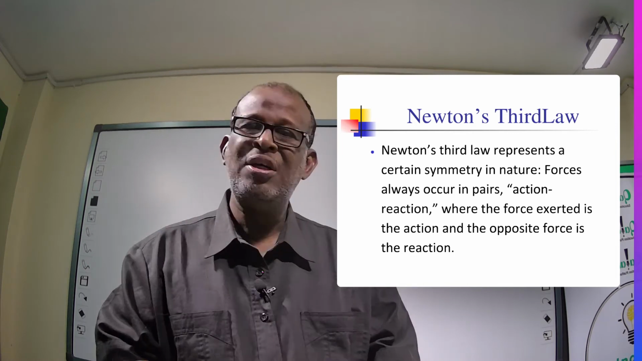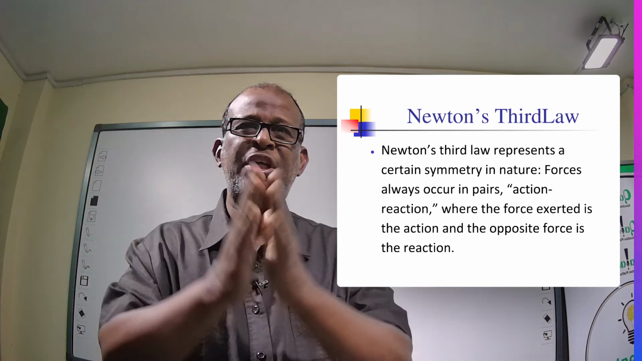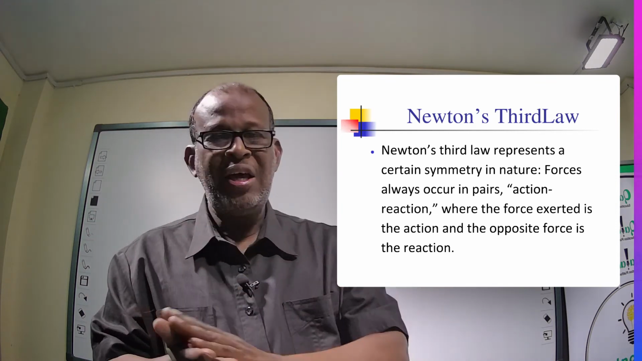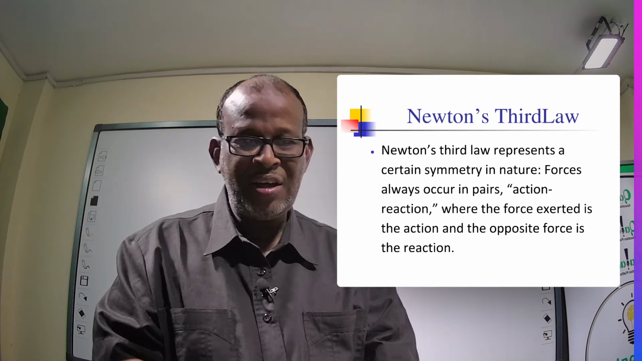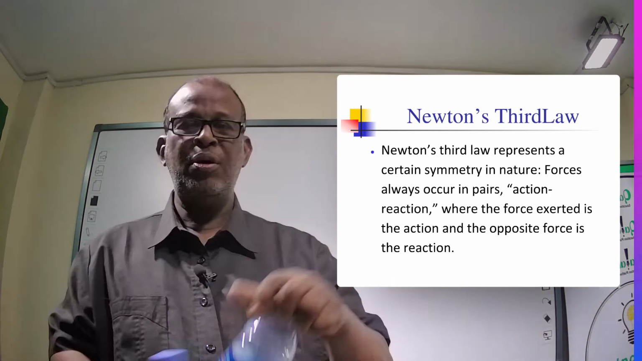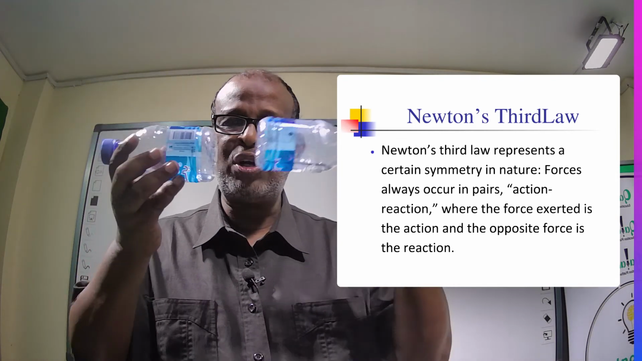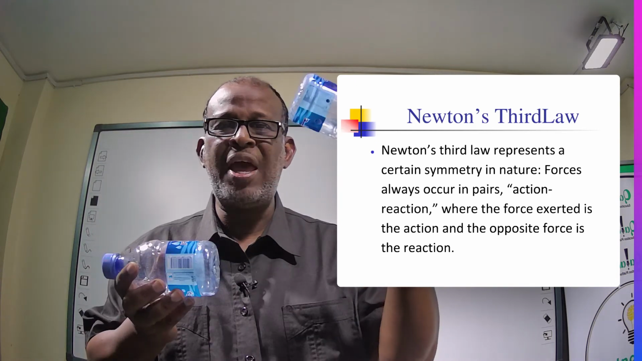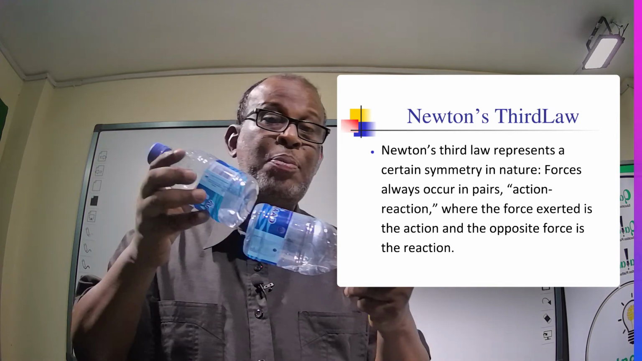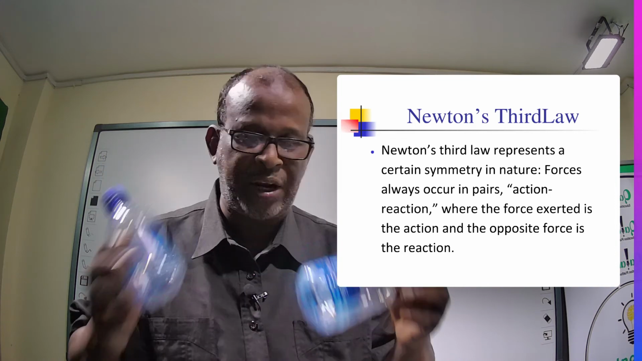So Newton's third law of motion is represented by pairs. In nature, it has two forces: one force against the other, and the other force against the first. If you have two objects, A and B, A exerts a force on B, while B exerts a force on A. I think this is very clear.